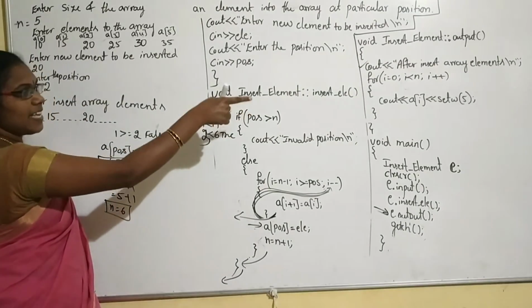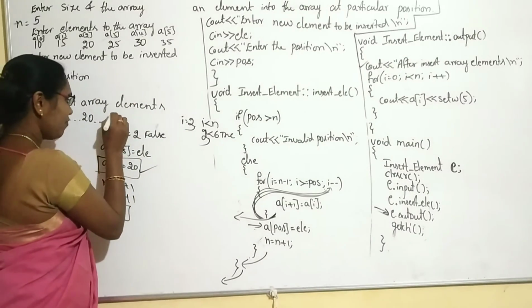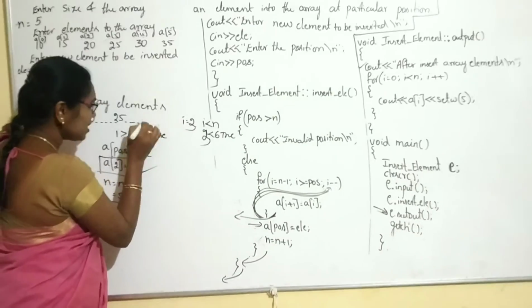Then it will print the A of I value. A of I means A of 3. A of 3 contains 25. 25 will be printed. After that, the setW function takes 5 with the space.